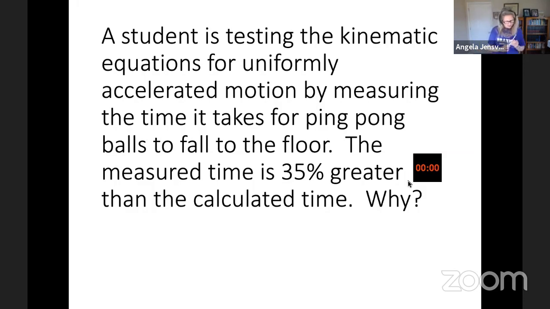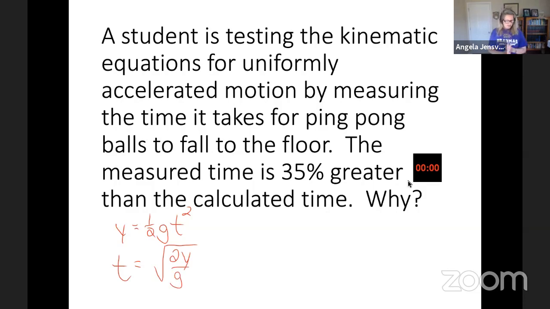Okay, so let's think about this. You're taking a ping pong ball and you're dropping it, and the measured time you got is higher than your calculated. Well, what equation did you use to calculate it? Probably this one here, right? You're releasing it from rest, so the V naught T term is 0. So let's solve for time. Time would be the square root of 2y over g, right?